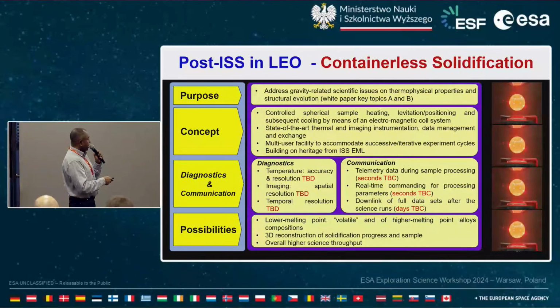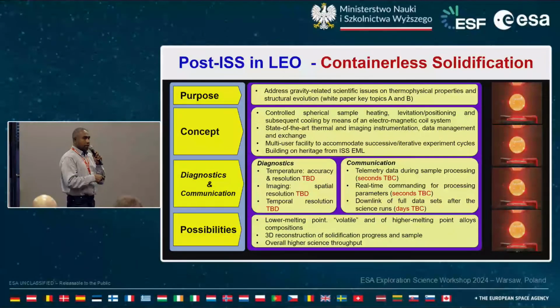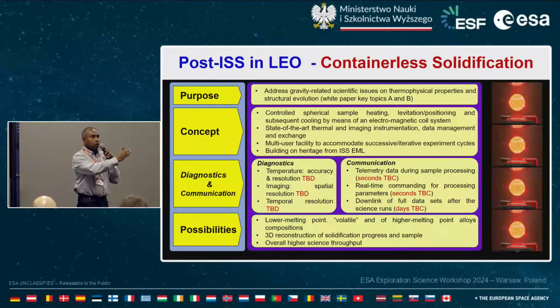These are still being discussed, but we can increase the temperature accuracy and resolution of measurements. We need improved imaging and also improved temporal resolution, but these still need to be decided and discussed. We also particularly identified that communications are extremely essential to improve. We also identified some possibilities, including the possibility to study lower melting point and volatile materials as well as high melting point alloys. That means increasing the temperature range on both sides.